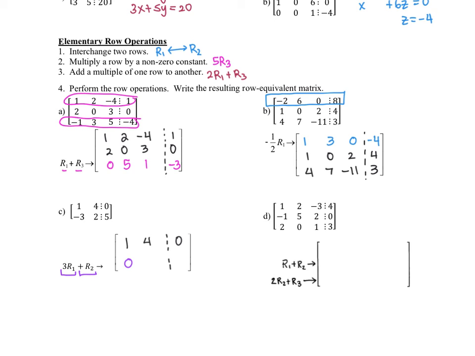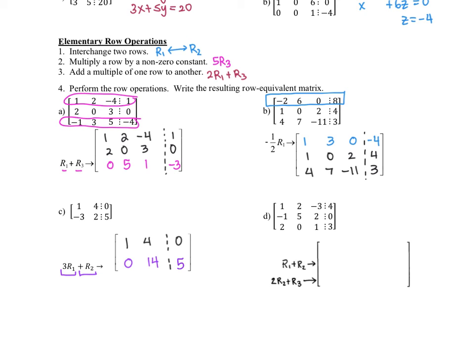Okay, I'm going to go to the next one. 3 times row 1. So 3 times 4 is 12. 12 plus 2, 14. And then the last column, 3 times 0 is 0 plus 5, 5. And this is my row equivalent matrix because I did an elementary row operation. Okay, one last one. We're going to change 2 of the rows on this particular one.